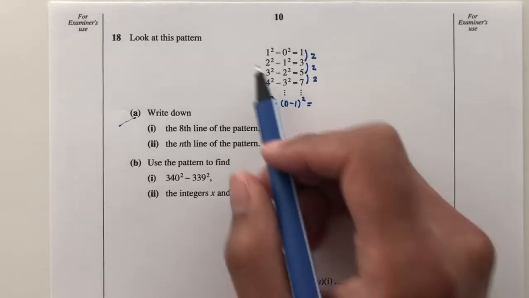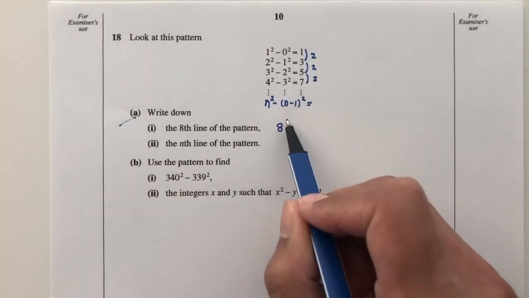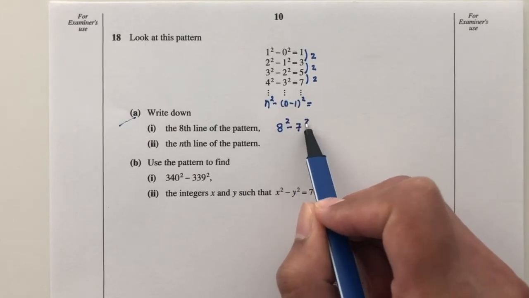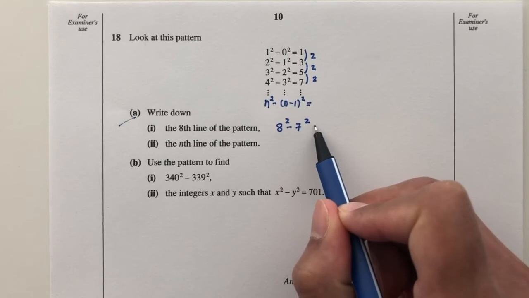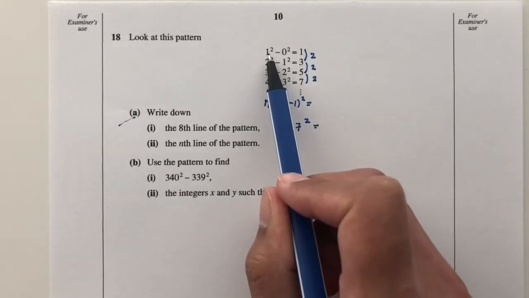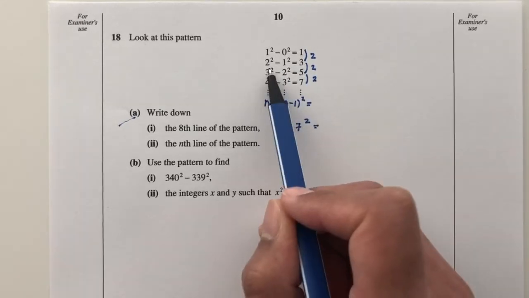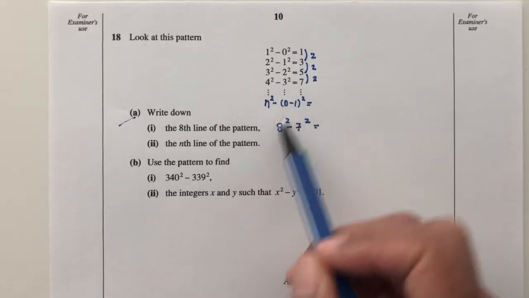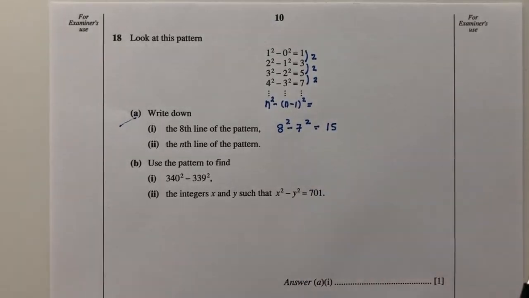Part 1. Write down the 8th line of this pattern. So pretty easy. The first line is 1, second line is 2. So 8th line will be 8 square minus 7 square. As you can see, it becomes 1 plus 0 is 1, 2 plus 1 is 3, 3 plus 2 is 5. So 8 plus 7 is 15. So that is part 1.